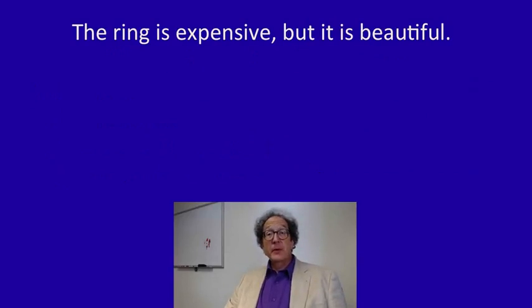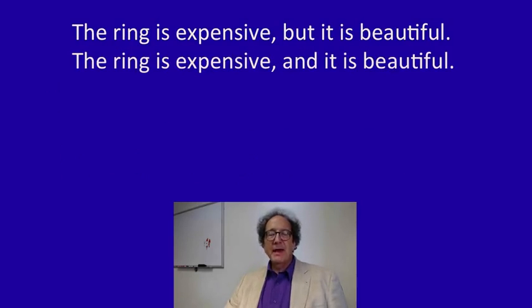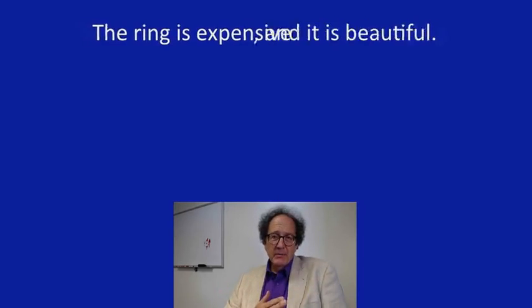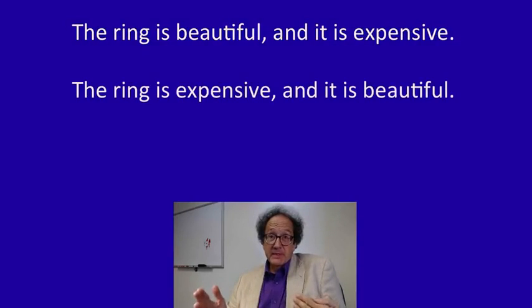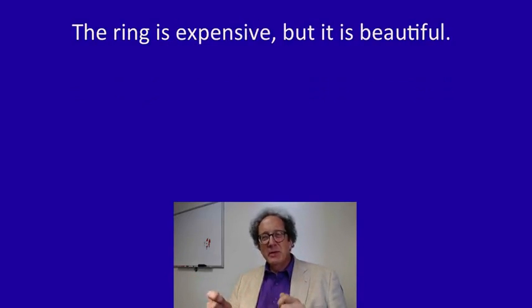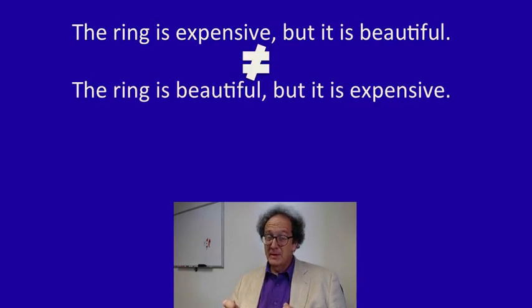So first, to say that the ring is expensive, but it's beautiful, is to say two things. It's like saying the ring is expensive and it's beautiful. But in other ways, it's very different from and. Because if you say the ring is expensive and it's beautiful, you can switch them around. It's beautiful and it's expensive. You can say it either way. If you say it's expensive, but it's beautiful, that's very different from saying it's beautiful, but it's expensive.